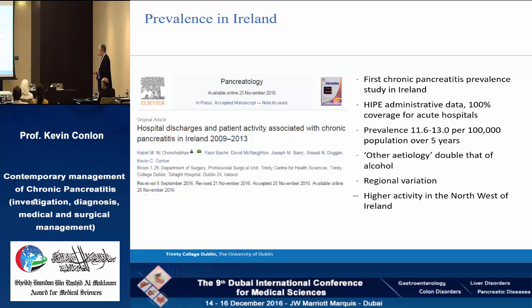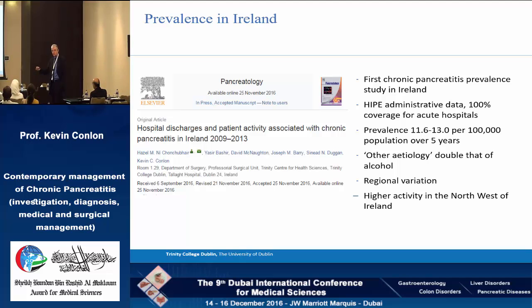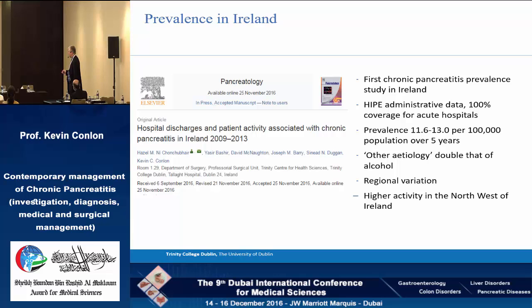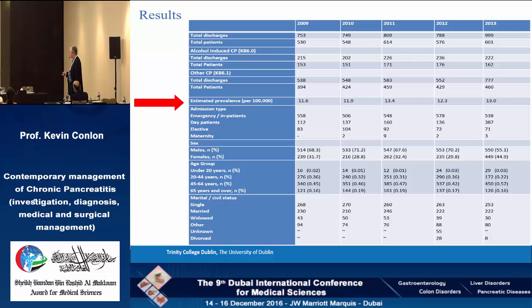What was interesting to us was that alcohol was not the predominant cause, and we were a little bit surprised about that. There was considerable regional variation, and it appeared to be worse in the western part of Ireland, which is the rural part, which would be the socially deprived part of Ireland as well. So Ireland is an island off the western coast of Europe, and this suggests to us that there was a social element to this. Now, when we looked at it, we saw over the years between 2009 and 2013 that there has been an increase.